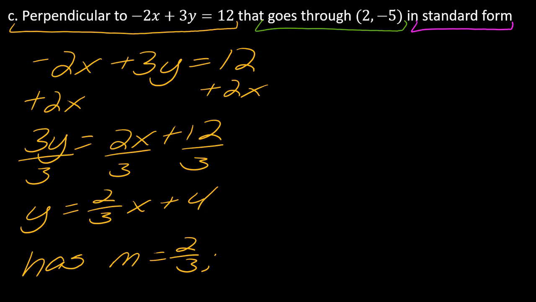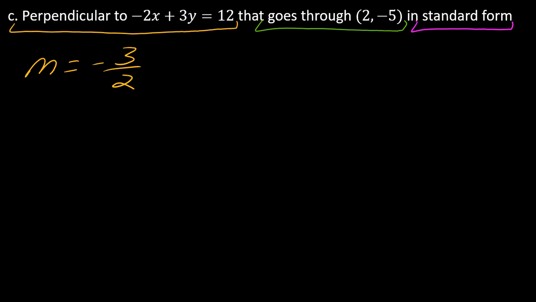And now I need to think about, what is the slope that I need? The slope that I need is one that has to be perpendicular. Perpendicular means opposite reciprocal. So I need to flip this and make it negative. -3/2. Okay. So let's go ahead and clear all this off, and then let's keep going with this.